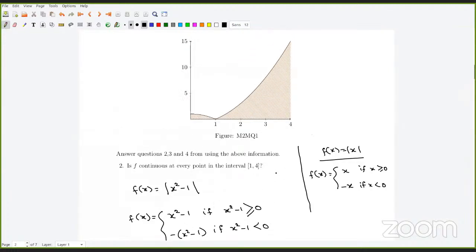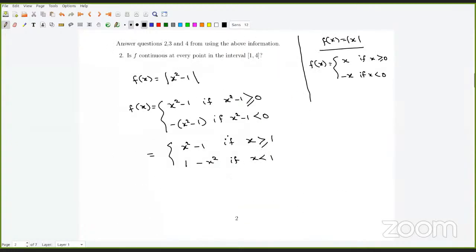Here we have asked it in the interval 0 to 4. So my question is, is it continuous at every point in the interval 1 to 4? How should we check? We need to check at the point 1. What about all other points? All other points in the interval 0 to 4 are continuous because they are parts of a parabola, a polynomial function. So we only have to worry about x equal to 1.